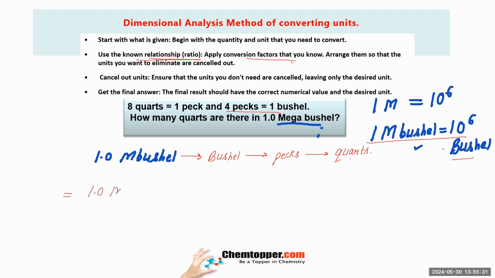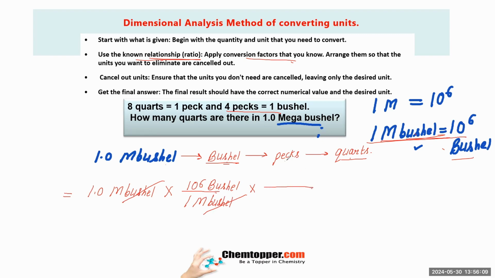1.0 mega bushel, plug in the ratio. This one. What do you want? Bushel. So it should be in the numerator. 10 raised to power 6 bushel over 1 mega bushel. You can see mega bushel cancelled. You are left with bushel. Don't do any calculation because we will do the calculation only for quarts in the last.